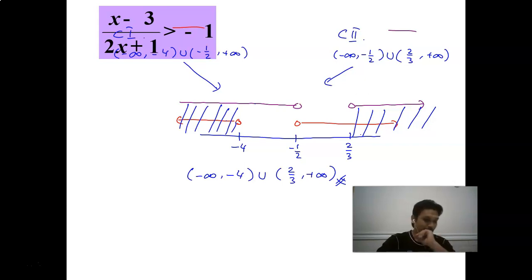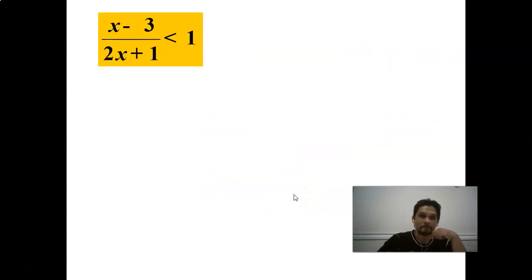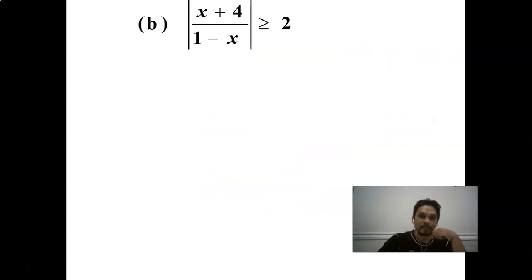This is the solution of 1 by 1. Never mind, we call this the final answer for example A. For question B, you may try yourself.